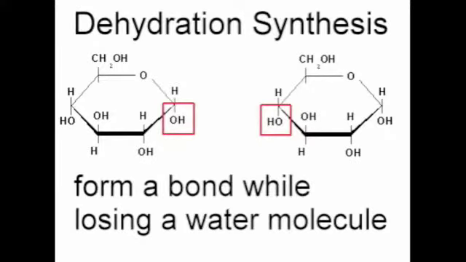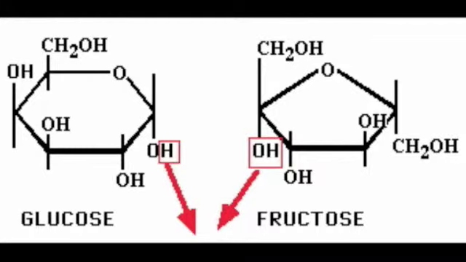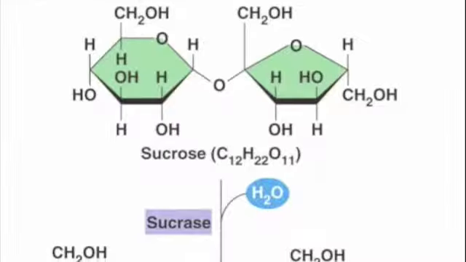But how are these polymers formed? Polymers are formed by monomers via dehydration synthesis, or condensation reactions. This process occurs from the removal of 2 atoms of hydrogen and 1 atom of oxygen, or the removal of a water molecule. As the hydroxyl group of one monomer and the hydrogen of another monomer is lost, the 2 monomers form a bond.